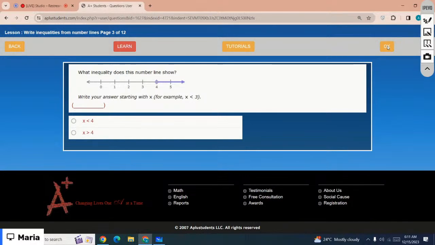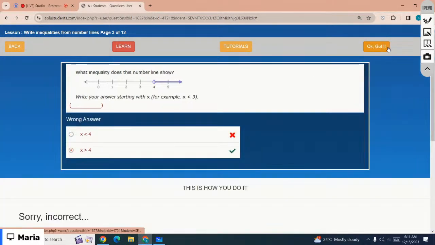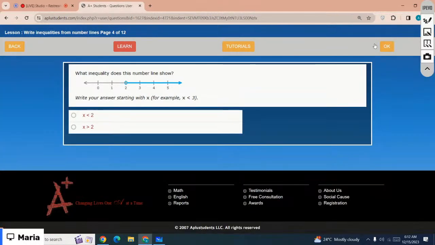Okay, the next one is, oh, sorry. The graph is pointing on the right hand side, so they are the greater. X is greater than 4 is the solution of the inequality, right? Okay, the next one is, what inequality does the number line show? So, which is the correct option?